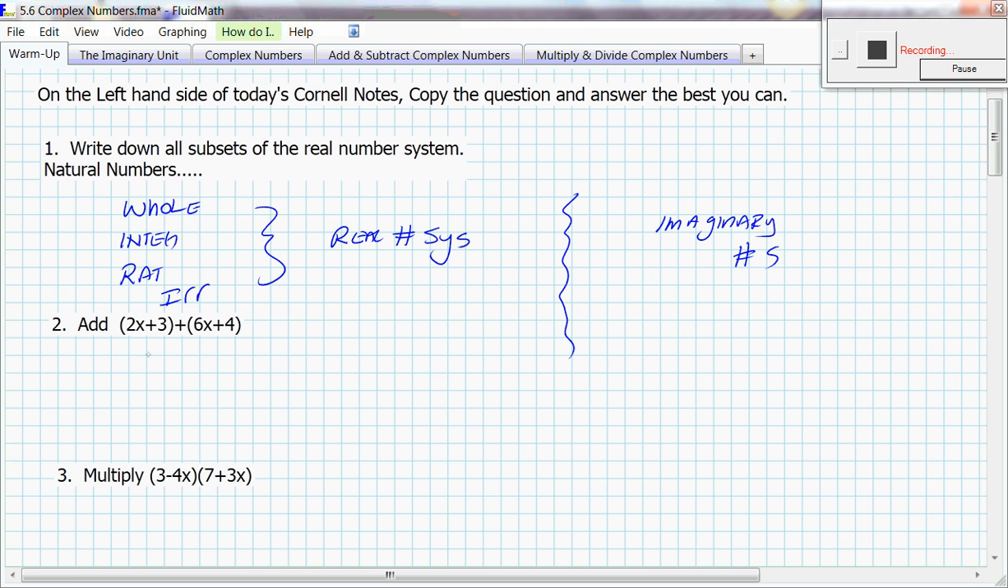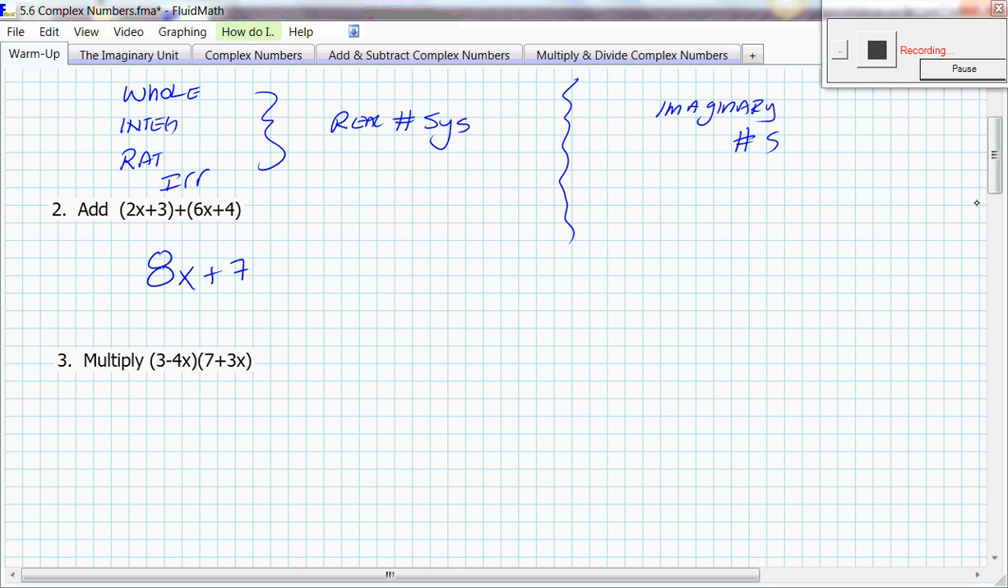Okay, when you added 2x plus 3 and 6x plus 4, Olivia, what'd you get? I got 8x plus 7. 8x plus 7. Is that the right answer? Can we confirm that? Good. Okay, and then on the third one, if we multiply 3 minus 4x and 7 plus 3x, Alejandro, can you confirm what we got there, buddy? Negative 12x squared minus 19x plus 21. Do we agree? Yeah. All right, great.